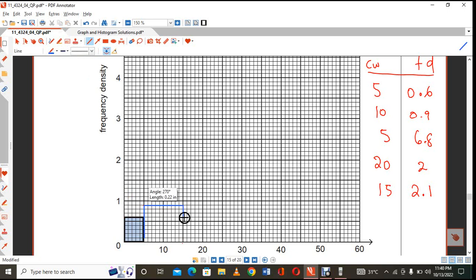Of course, you can continue. The bars must touch now. All the way up to there. Okay, all right. So this is the class interval that I have, and it goes all the way up to 0.9. Okay. Remember, 0.9 is here.